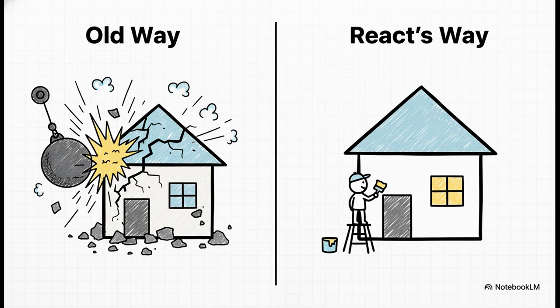I love this analogy because it illustrates the whole idea perfectly. Old websites, they would have had to tear down the entire house and rebuild it from scratch just to change one little thing. React is way smarter. It's like a master contractor that just walks in, finds the one single wall that needs a new coat of paint, and does only that job. It's surgical and it's ridiculously efficient.